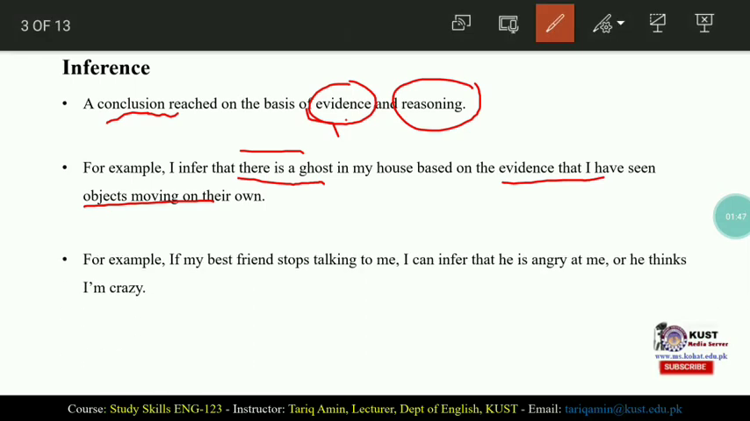Another example is, if my best friend stops talking to me, I can infer that he is angry at me. Now this is my inference. I infer that he is angry at me. This inference is based on this reasoning, this evidence that he has stopped talking to me. So it means that he is angry at me. That is why he has stopped talking to me. Or he thinks I am crazy.